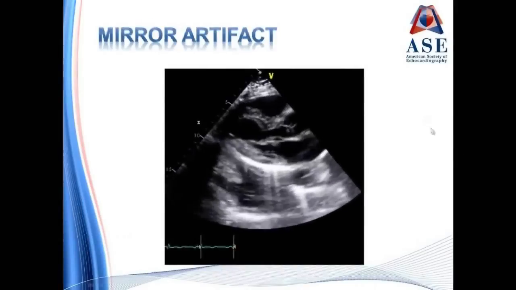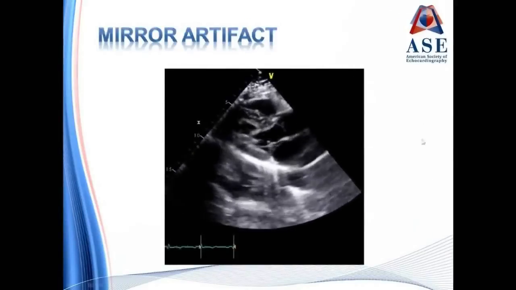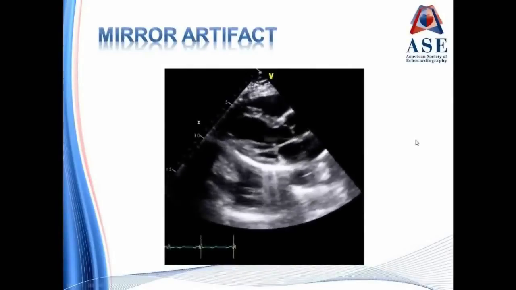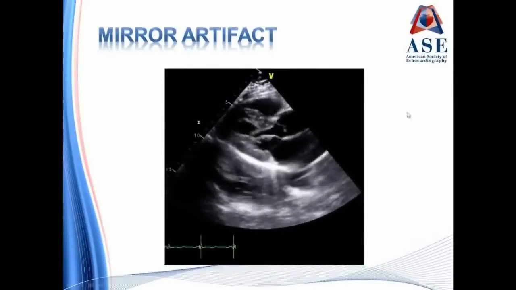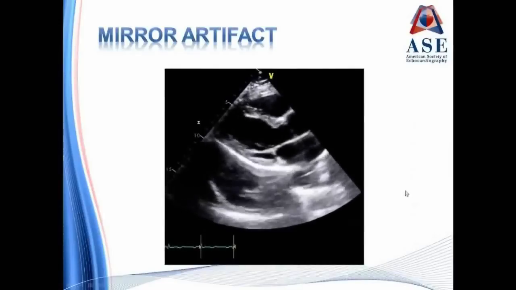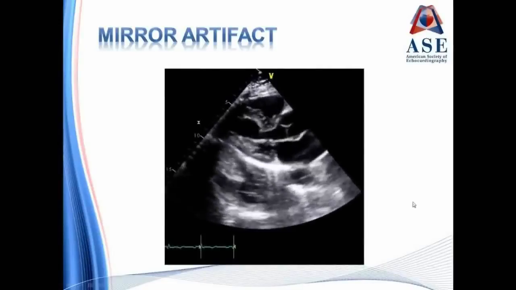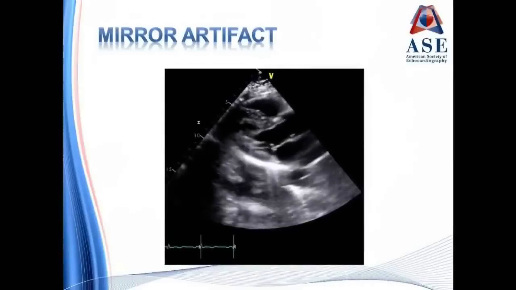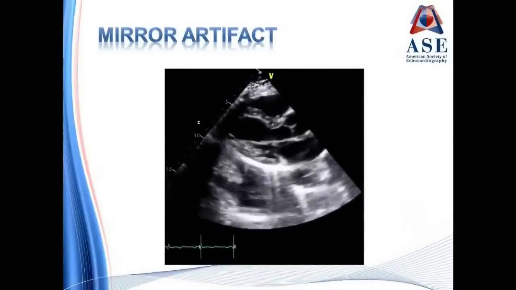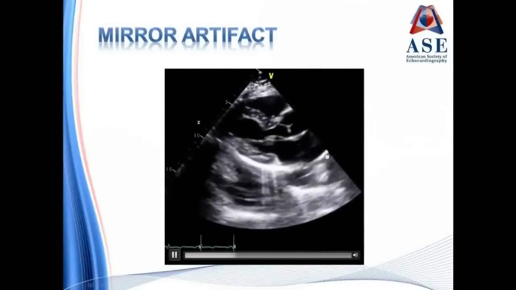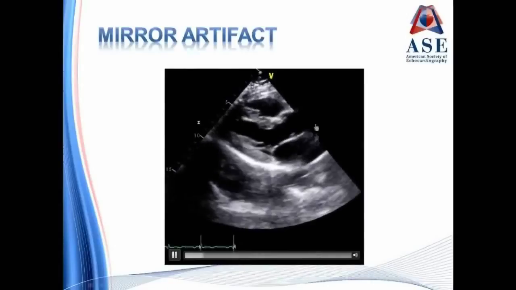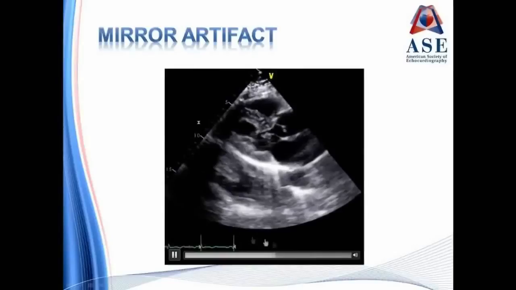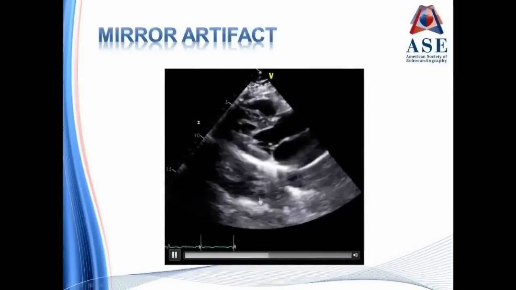Now, not only can we make mistakes by setting the machine incorrectly, but we can also get artifacts. And artifacts are made because the computer misinterprets returning signals. Here's a patient who has a totally normal left ventricle, but if you look, it looks like they've got another ventricle right down here. Certainly we see motion of the mitral valve. This patient doesn't have two hearts.